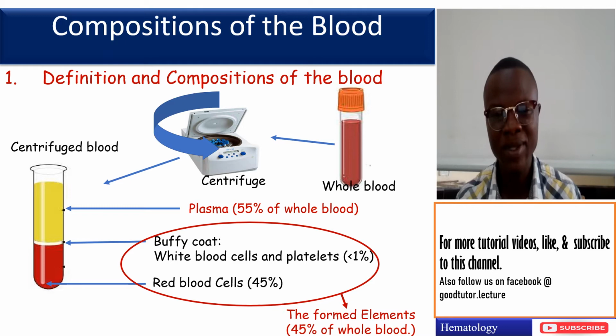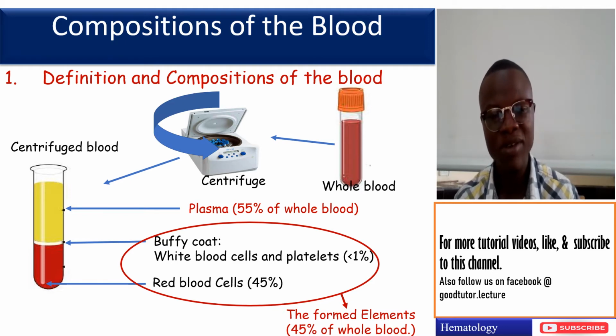We'll now turn our attention to look at each of these components, such as the plasma and the red blood cells, white blood cells, and platelets. Let's move on.